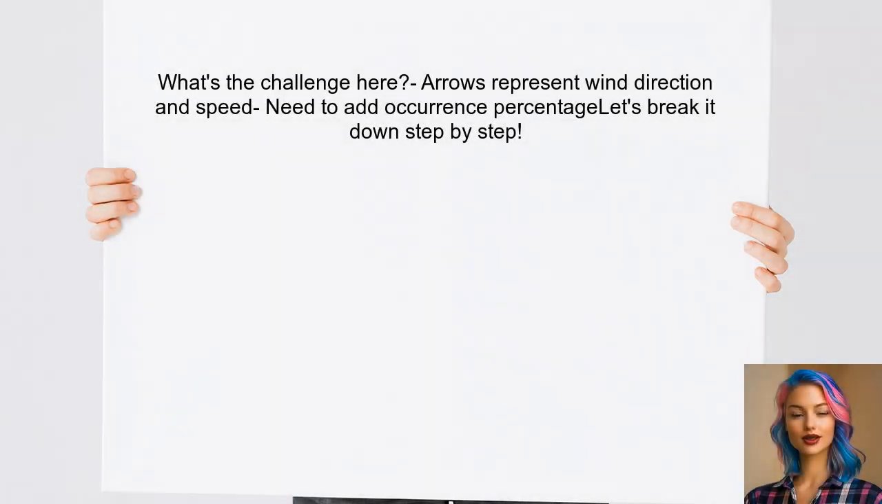So, what's the challenge here? You have arrows representing wind direction and speed, but you want to add another layer of information, the occurrence percentage. This will help viewers understand how often winds come from each direction. Let's break it down step by step.